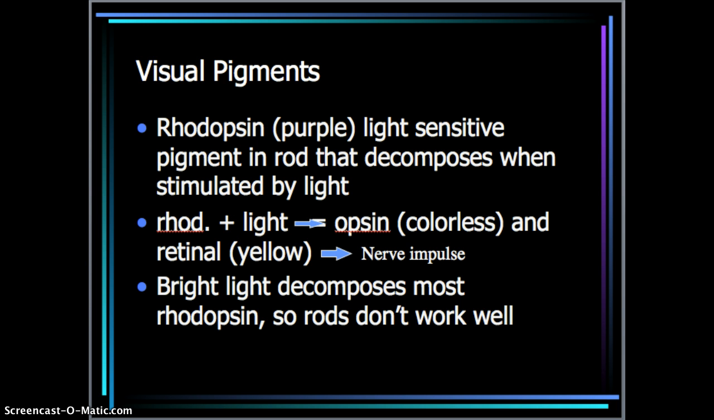Rhodopsin is the visual pigment for rods, and it is a purple pigment. When light hits these pigments, they decompose. Rhodopsin, in the presence of light, will decompose to opsin, which is colorless, and retinal, which is yellow. Then that will send the nerve impulse that the receptor was stimulated. Bright light will decompose most rhodopsin, so the rods don't work well in very bright light.